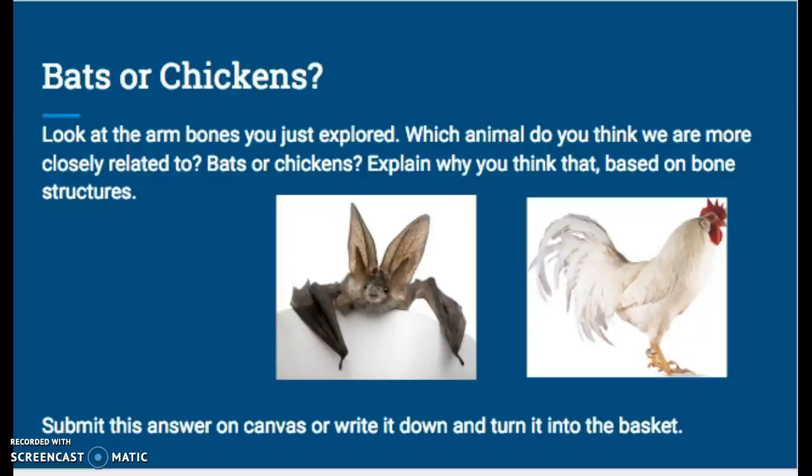I just want to know which one we're closely related to based on the bone structure. Okay, so that's for this assignment.